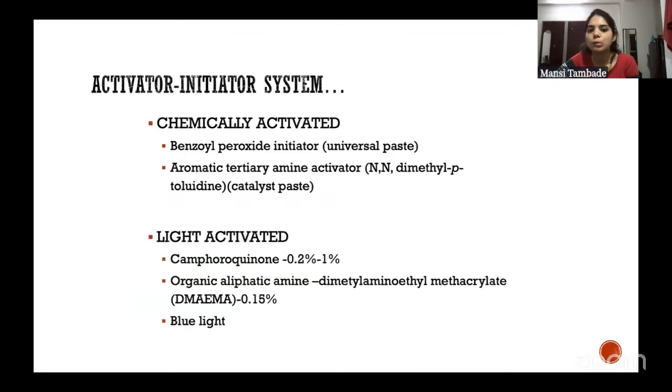This is the benzoyl peroxide initiator system, which is chemically activated, and the catalyst is an aromatic tertiary amine activator, that is p-toluidine, in short. Light activated uses camphorquinone and an organic aliphatic amine, dimethylaminoethyl methacrylate, that is DMAEMA 0.15%, and blue light is used for the activation.